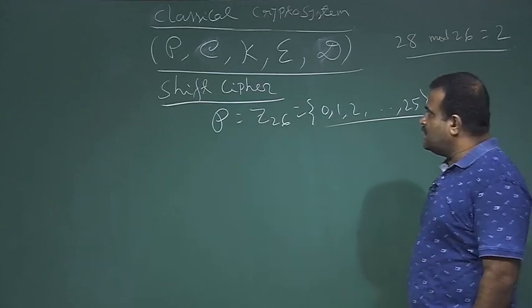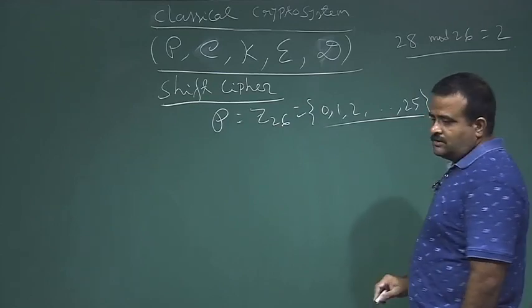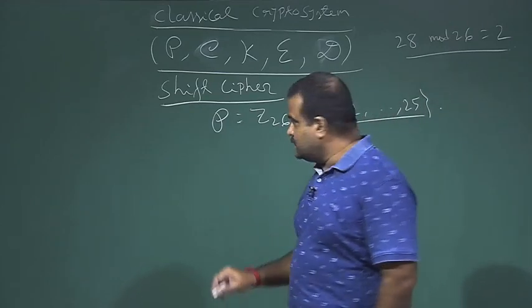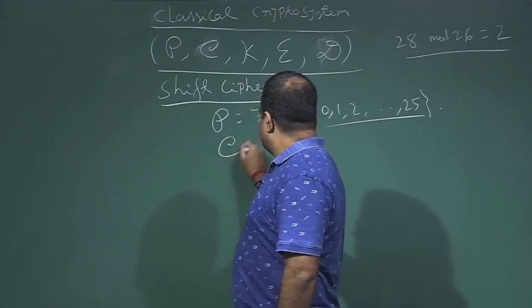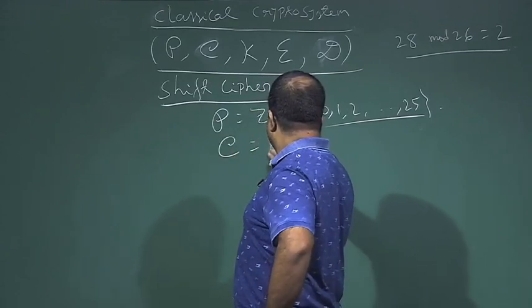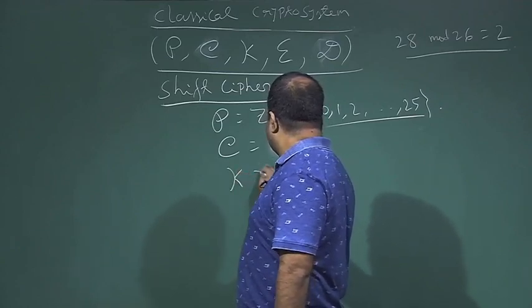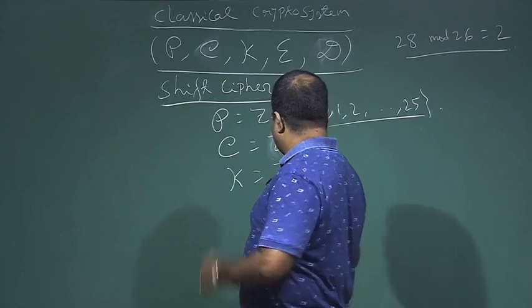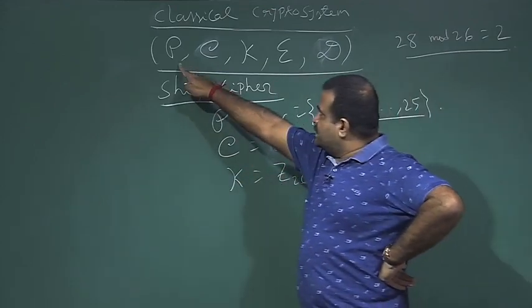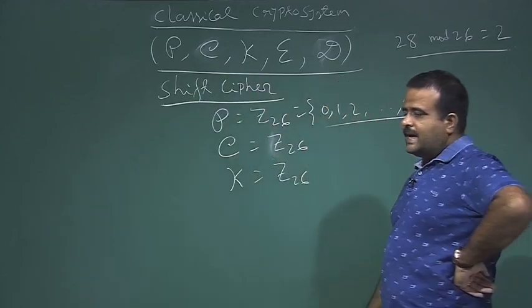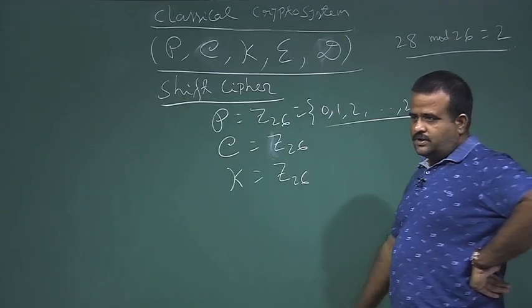Okay. So, this is our plaintext space, and this is also our ciphertext space. So, the ciphertext space is also Z26, and the key space is also Z26. Okay. So, we have defined the plaintext space, ciphertext space, and key space, and now we need to choose an encryption algorithm for this cipher.